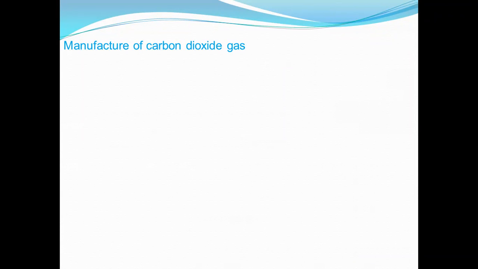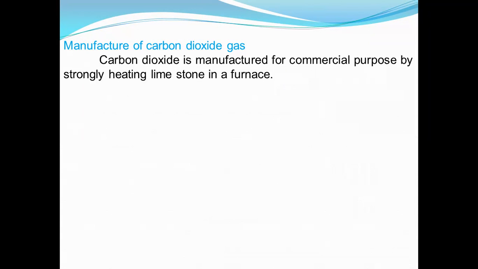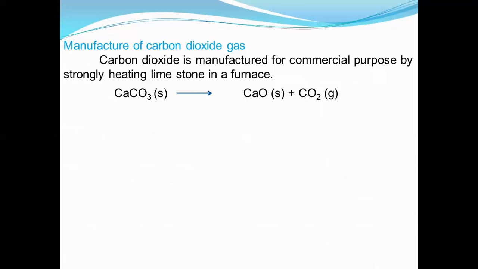Now, how do we manufacture carbon dioxide in large amounts? We require a large amount of carbon dioxide gas, so how do we obtain it? For commercial purposes, carbon dioxide is manufactured by strongly heating limestone in a furnace. If we heat calcium carbonate in a furnace, we get calcium oxide, that is quicklime, and carbon dioxide gas, and that carbon dioxide gas is collected in different storage cylinders.